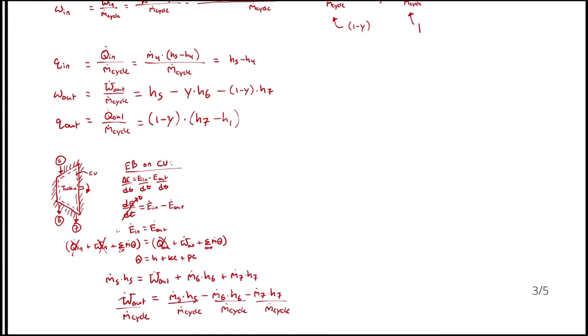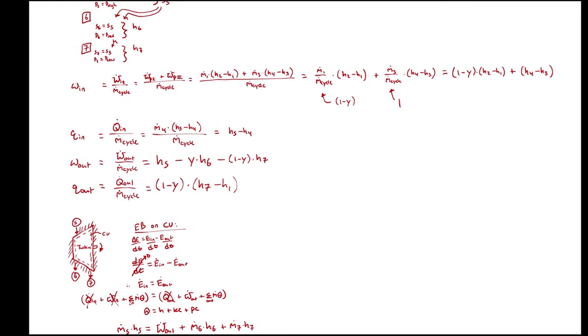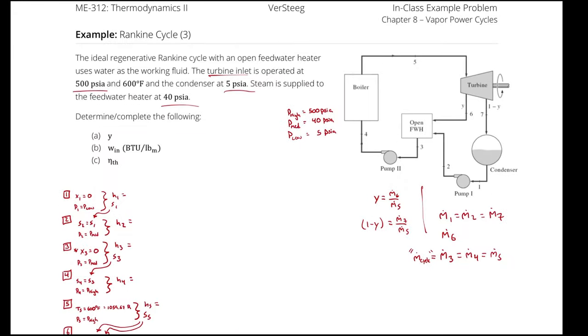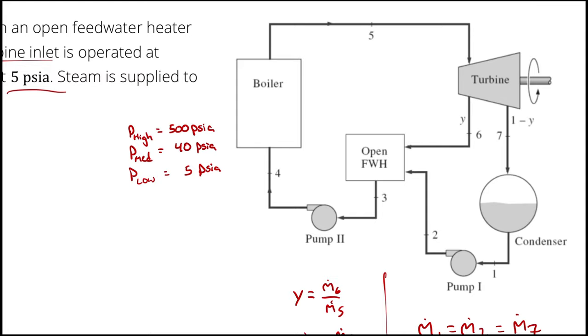Okay. It is convenient for us to write out the specific works and heat transfers in terms of just enthalpies and the y value. Because I have enough information to get all the h's, all I need now to finish the problem is y. Now, how do I determine y? The trick to determining y is I need to perform an energy balance on something about which I know everything.